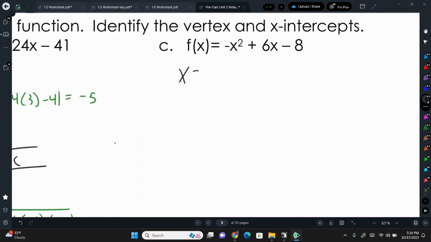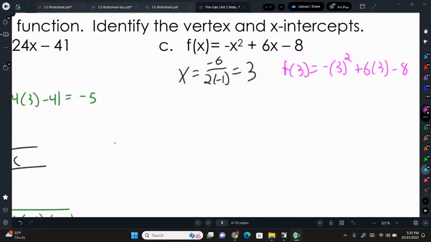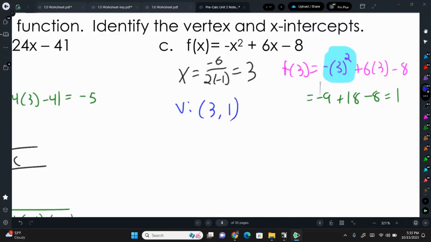All right, this last one, negative x squared plus 6x minus 8. So the axis of symmetry, or the x-coordinate of the vertex, is negative 6 over 2 times negative 1. That's positive 3. And then f of positive 3 is going to be negative 3 squared plus 6 times 3 minus 8. Be careful right here. You do 3 squared first and then make it negative. So you actually get negative 9 plus 18 minus 8, which is positive 1. So our vertex is (3, 1).